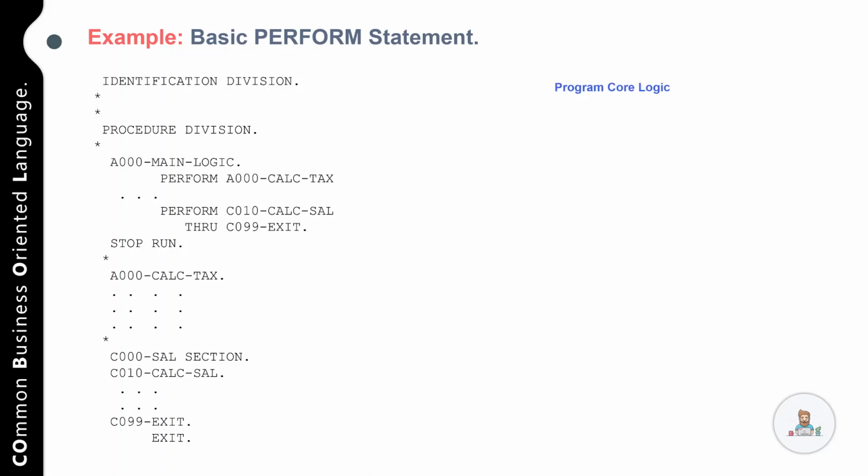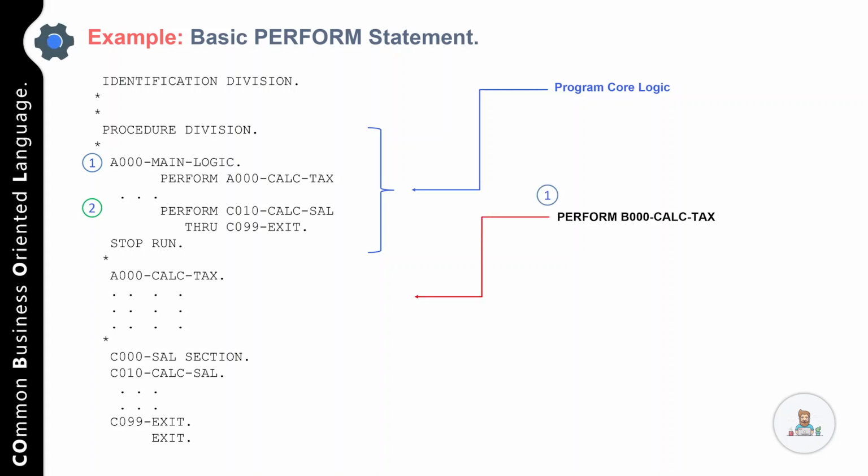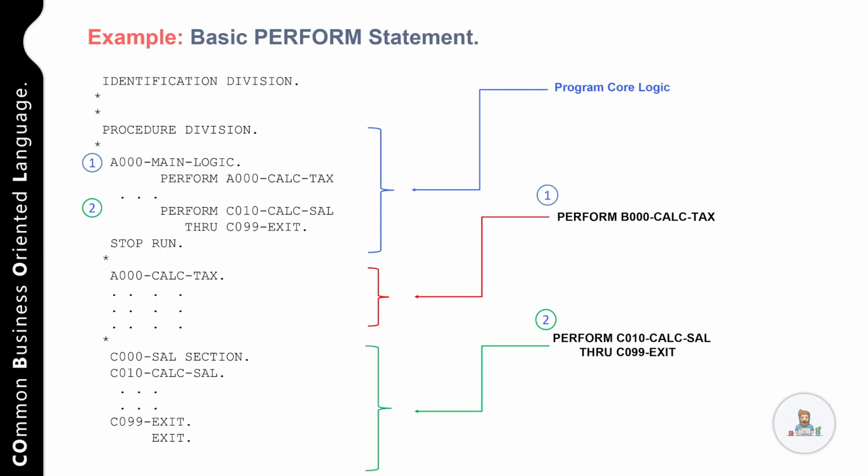in your COBOL program. So in the first example, that is of basic perform statement, you have perform keyword followed by the paragraph or the section name. And when this particular statement is executed, the control will be transferred to the paragraph that is A000-calc-text. And after executing all the statements which are mentioned in the paragraph, the control will be transferred back to the next executable statement, that is the next perform statement, which is mentioned in this particular example.